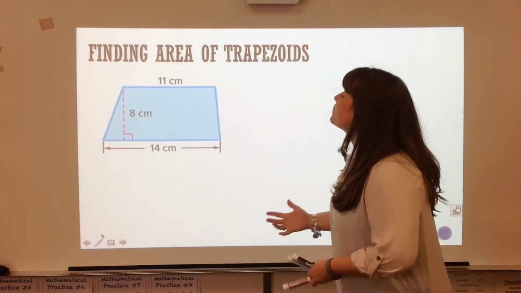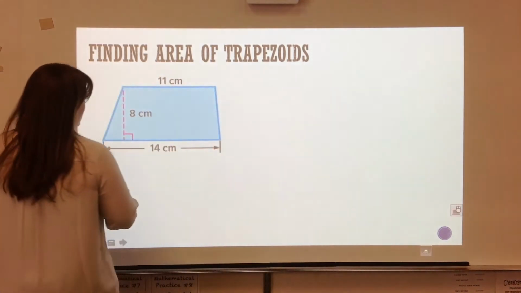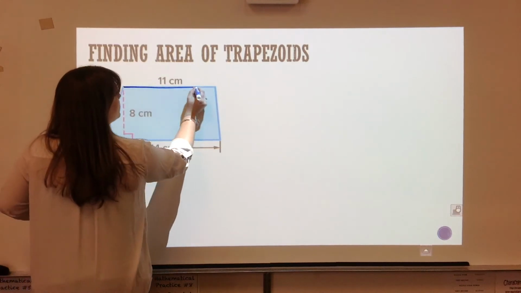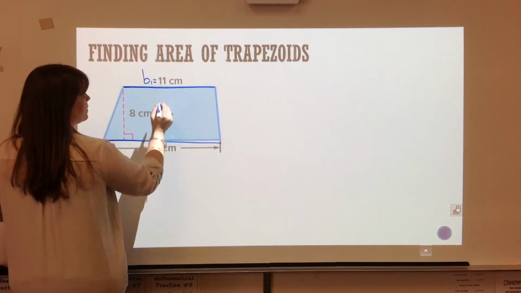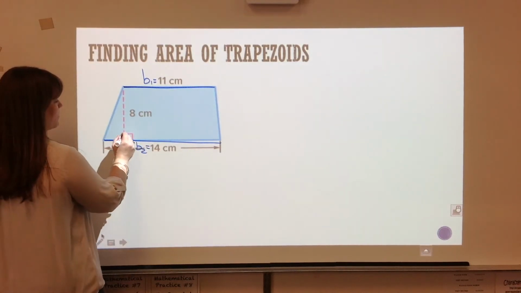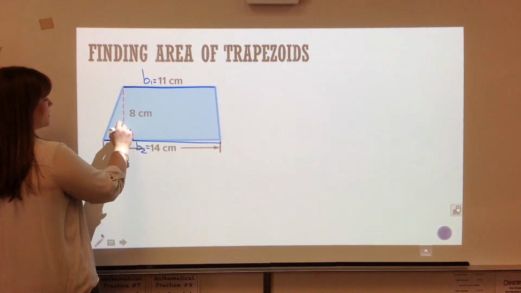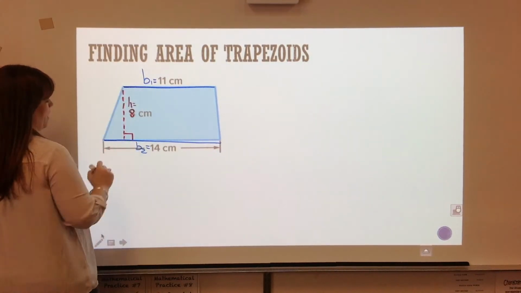Here's number 2. I'll walk you through this one as well. Labeling first. We have our two bases, which are these parallel lines. So we have B1 is 11, B2 is 14. Our right angle symbol is here, referring to this dashed red line. So our 8 is our h.